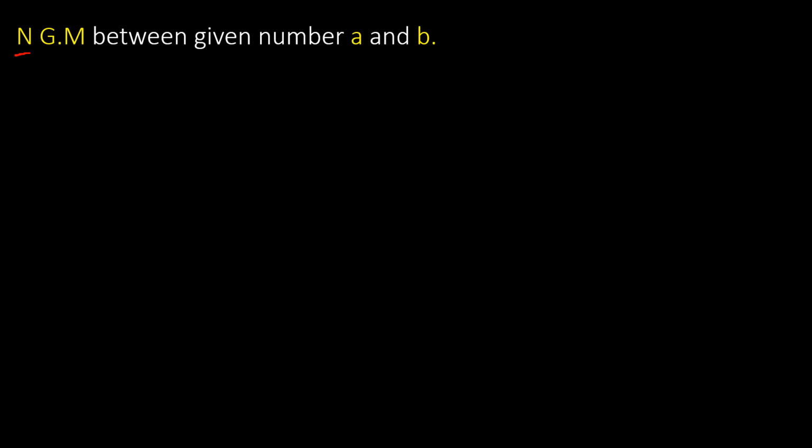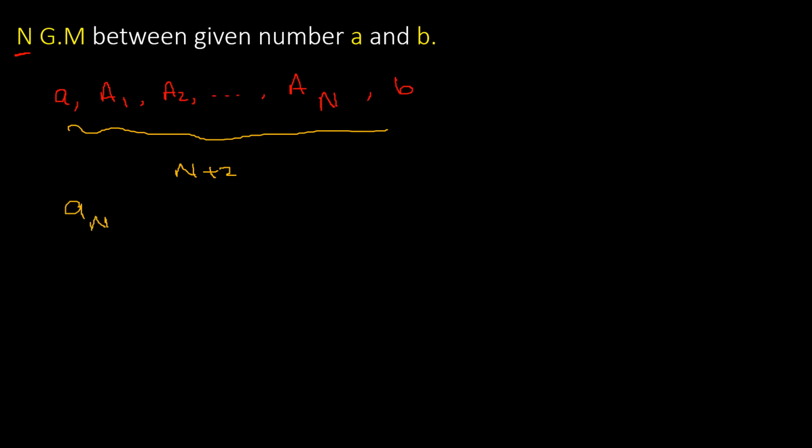So if we want to find the n geometric means, then we have to put them between a and b: a1, a2, and so on up to an. This is a capital N we are using here, and this is b. So can you tell me how many numbers there are? So definitely here the numbers are n plus 2. So the n plus 2 term is given, which is b, and the first term is given, which is a. And what do we have to find? We have to find the common ratio.